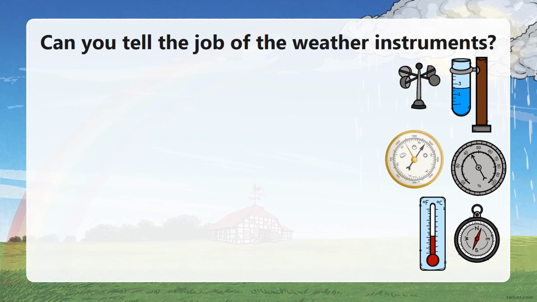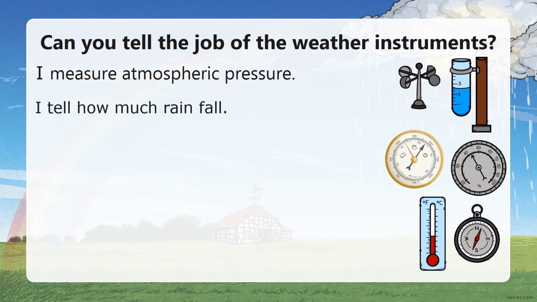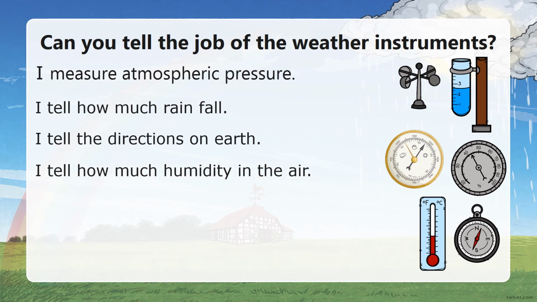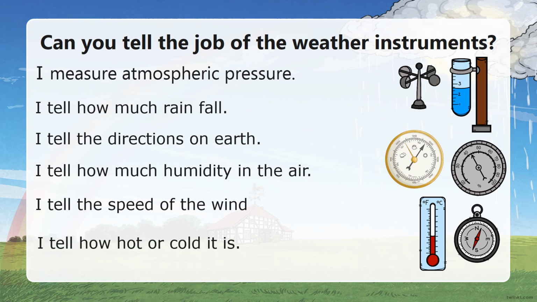Now, let us look back to see how much we learned, how much we remember. Can you tell the job of the weather instruments? First one, I measure atmospheric pressure. I tell how much rainfall. I tell the direction on Earth. I tell how much humidity is in the air. I tell the speed of the wind. I tell how hot or cold it is. Now you can pause the video and see how many you will get right.